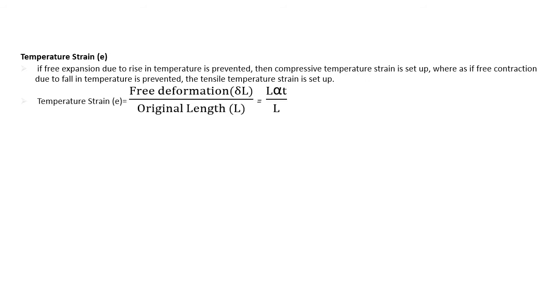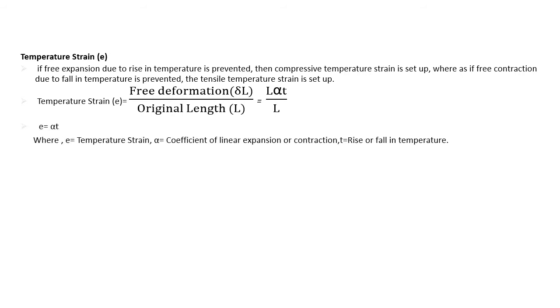Let's consider the mathematical form of temperature strain. It is a ratio of free deformation to original length, while free deformation is written as L alpha T and original length is L. By solving this equation, we get the final answer e is equal to alpha T, where e is the temperature strain, alpha is the coefficient of linear expansion or contraction, T is the rise or fall in temperature.